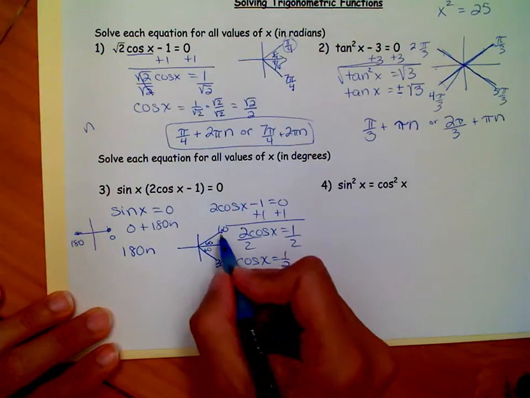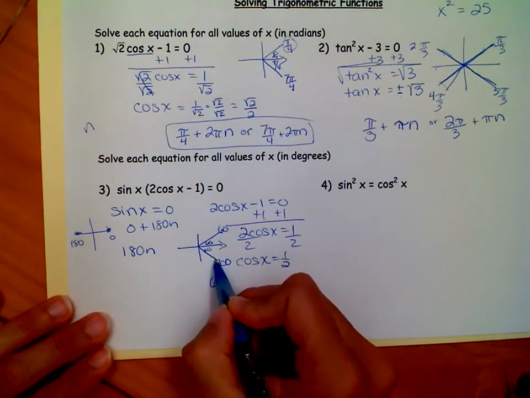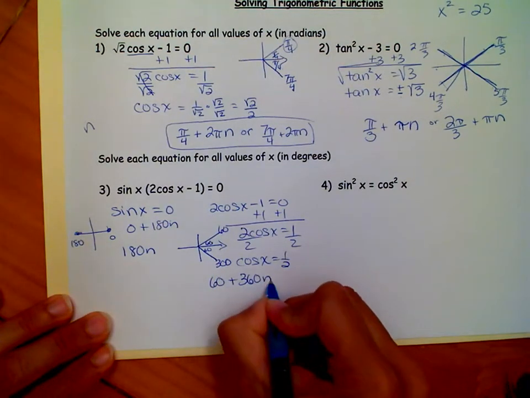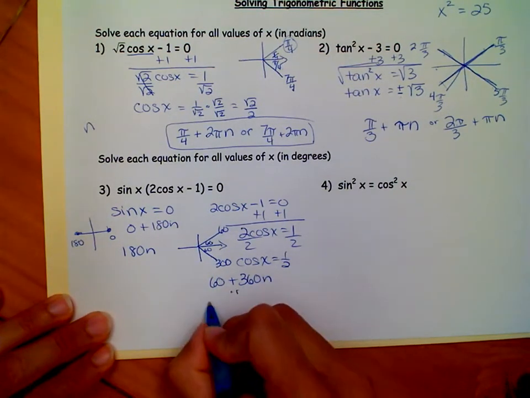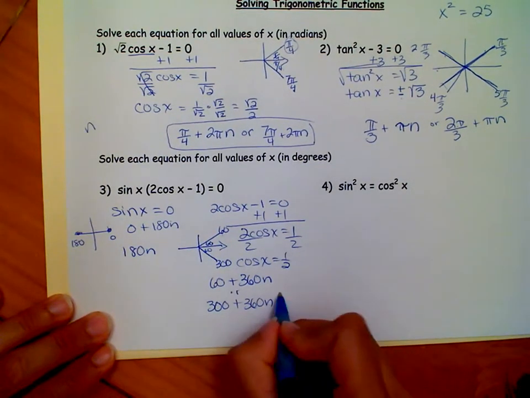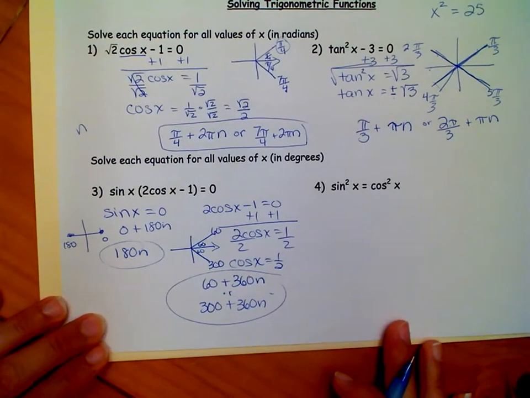And then over here, we have 60, and then this is not consistently like 180 or 90 apart. So we have to go back and do the 360n. Or we have 300 plus 360n. So these are the answers for that equation. And now onto this one.